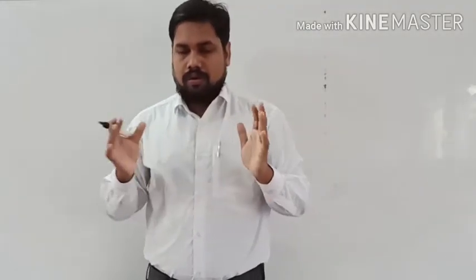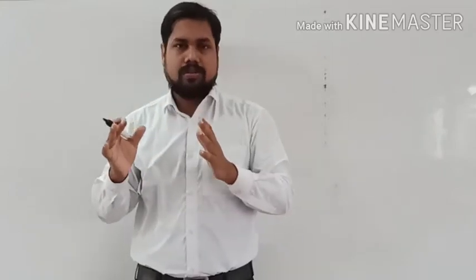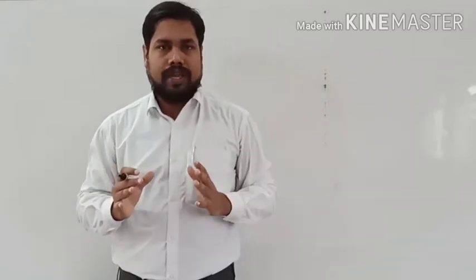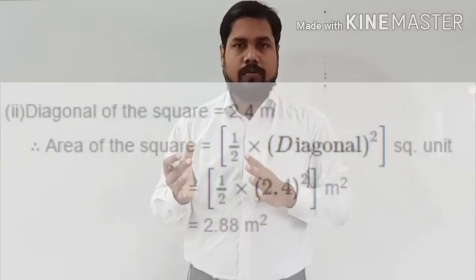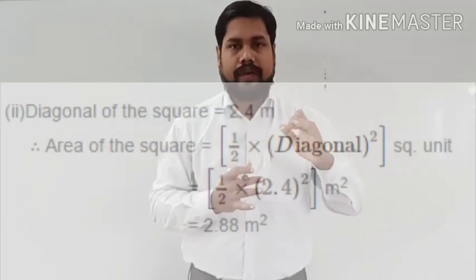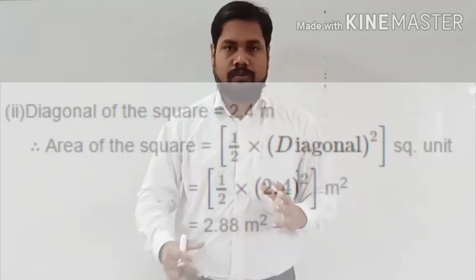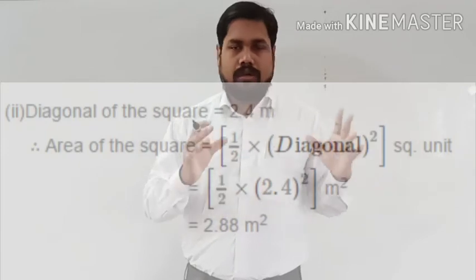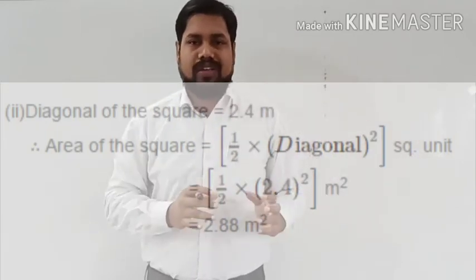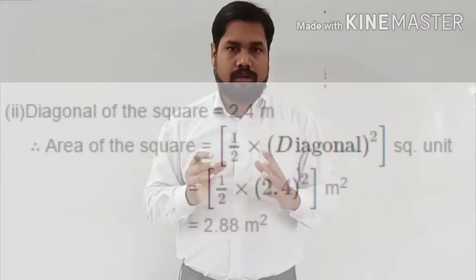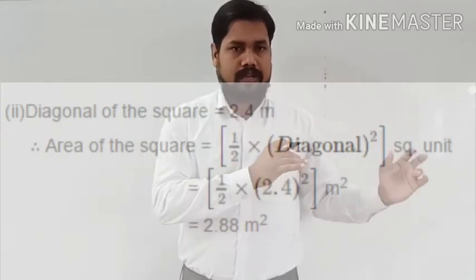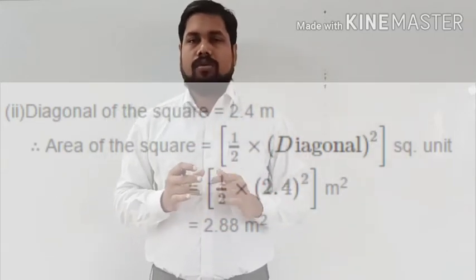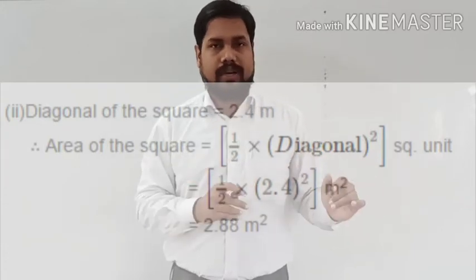So now let's move to question number 11. I am taking question number 11's second one. The diagonal is given. You have to find the area of the square. Very easily, we know the formula to find out the area of a square when the diagonal is given. Just a few times back we have learned about that. So you know half into diagonal square. So very simply we will put the value which is given in the second question. So half multiplied by 4 meter square. Okay. So the area will be half into 2.4 square meter square, right?